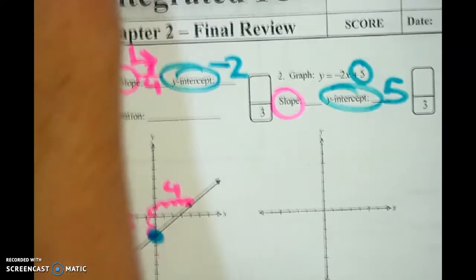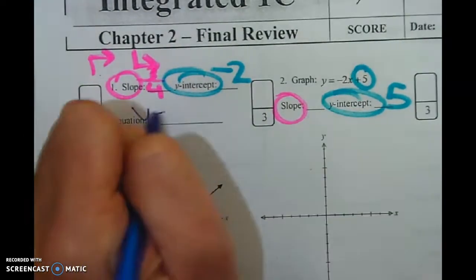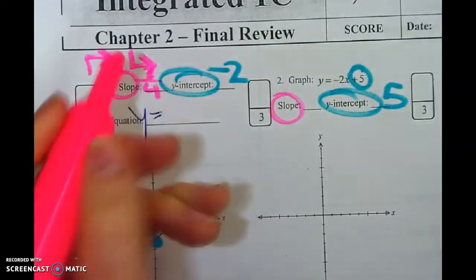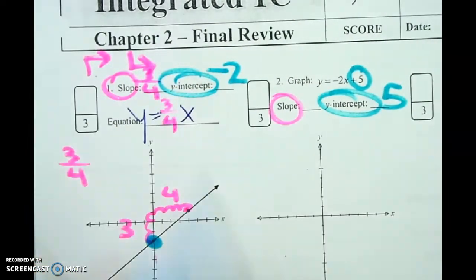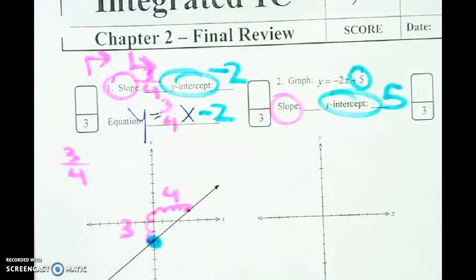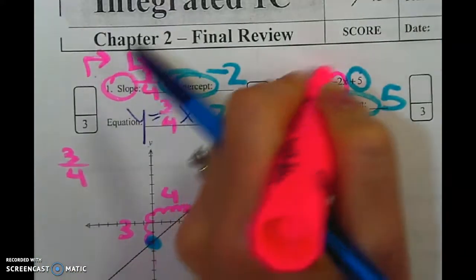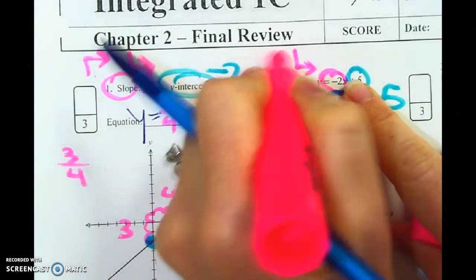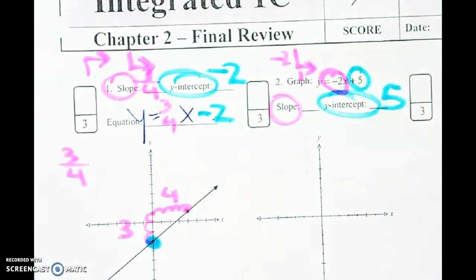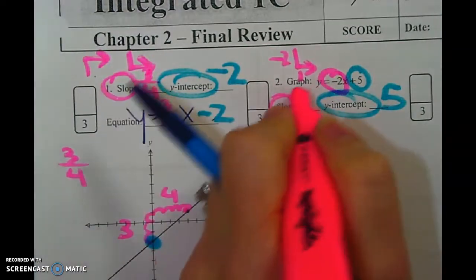So now I'm going to write my equation. Y equals 3 over 4 x minus 2. Okay? Now here is my slope. It is negative. So I'm going to go down and right. Down 2, right 1. Okay? So let me put that right here.